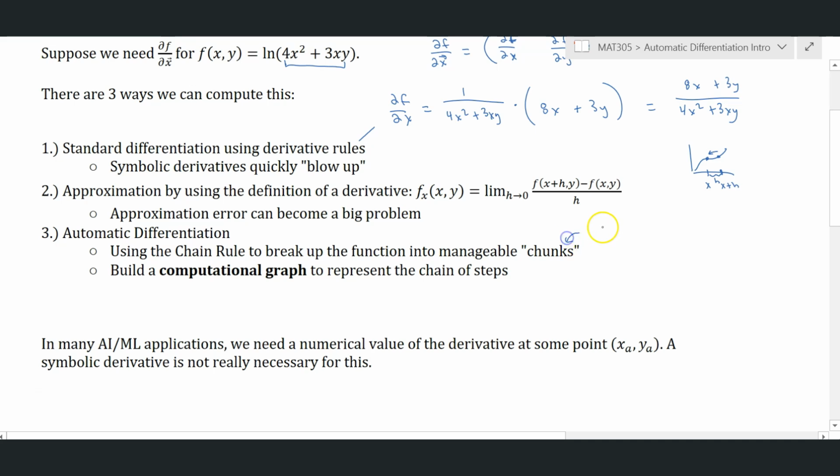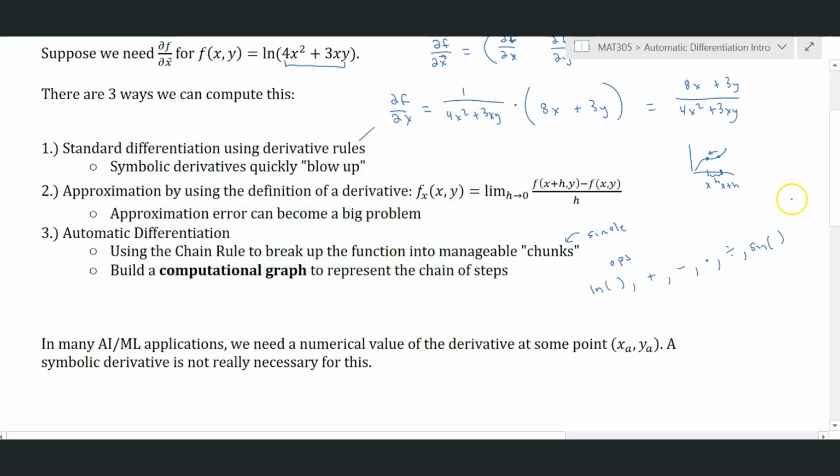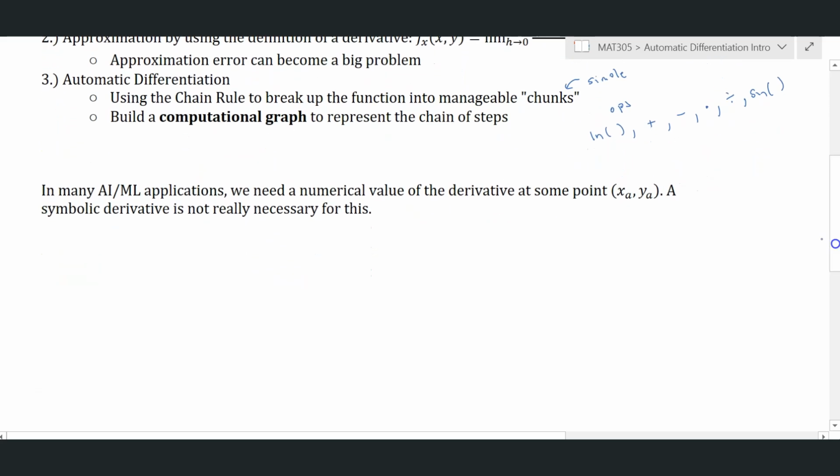Now, ideally, these chunks are simple arithmetic operations. So, for example, taking a log would be one arithmetic operation. Addition would be one arithmetic operation. Subtraction, multiplication, division, sine, all of these things can be thought of as a simple operation. And if we can break it down to this level, then we really only need some of the basic derivative rules. And there are two types of automatic differentiation.